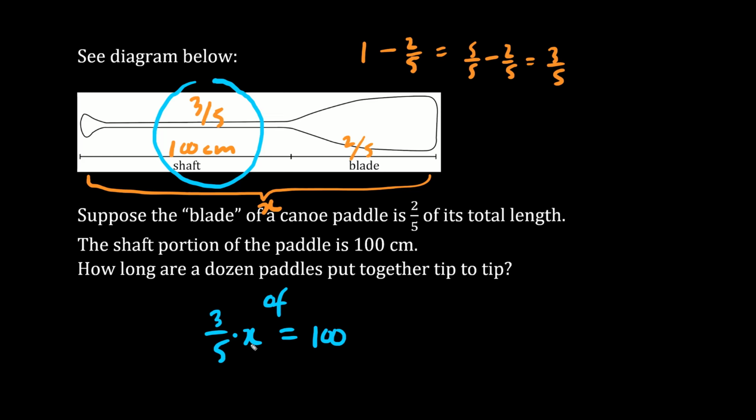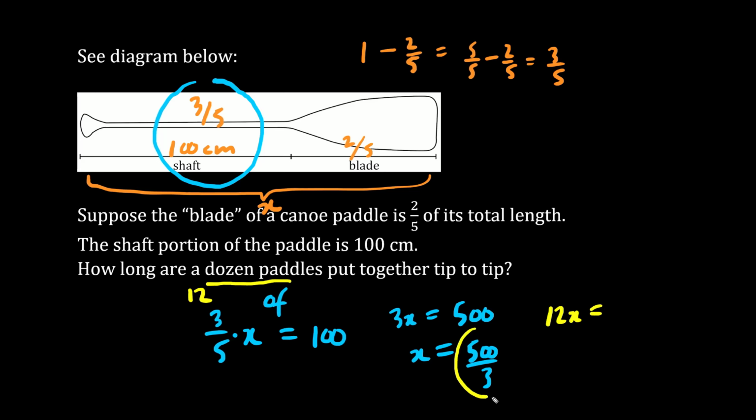We multiply both sides by 5, and we get 3x equals 500. Dividing both sides by 3, we have x equals 500 over 3. So we successfully found the length of one paddle. Now the challenge is to find the length of a dozen paddles. That's 12 paddles. So we multiply both sides by 12. We get 12x equals 12 times 500 over 3.